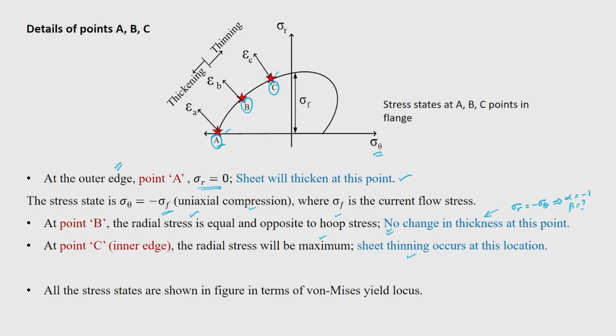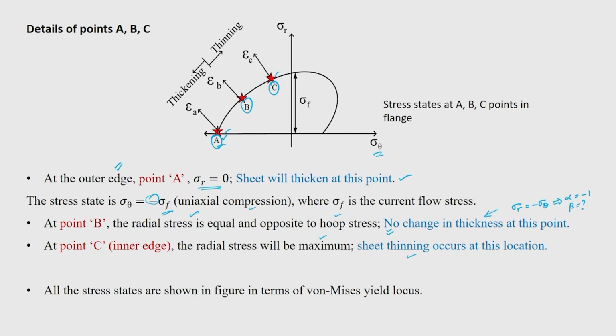Okay. So these ABC points in the flange region are going to fall in the second quadrant. A, where sigma theta is equal to minus sigma f, is going to coincide with the x axis, and you have the opposite sign, minus. B, we are choosing in such a way that sigma r is equal and opposite to sigma theta, and at the C location you will see that sigma r, the radial stress, would be maximum, and here sheet thinning will happen.